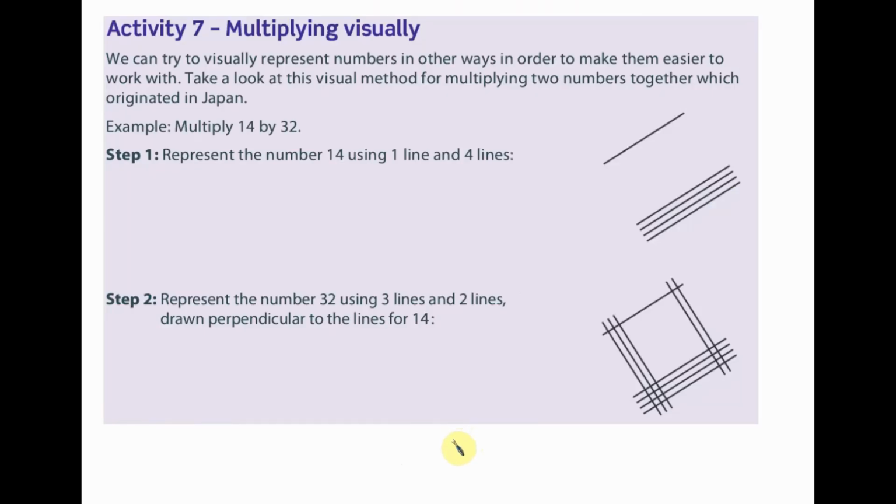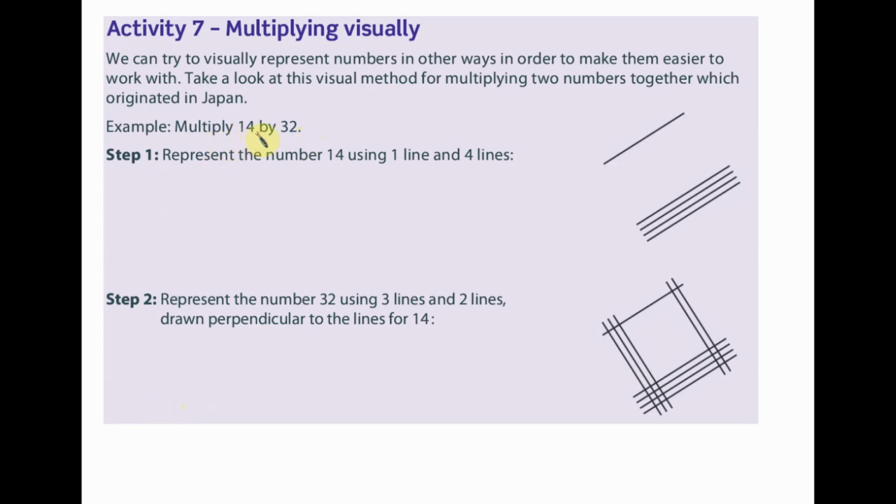In activity 7, multiplying visually, you will try to visually represent numbers in other ways in order to make them easier to work with. So for example, if you were performing 14 by 32, what you normally did was 14 times 32, and then you multiply the numbers and then you add them at the end.